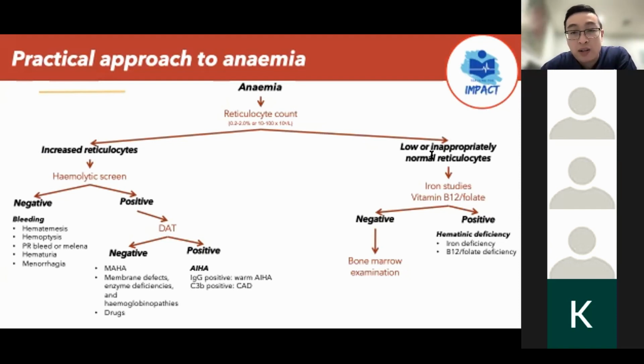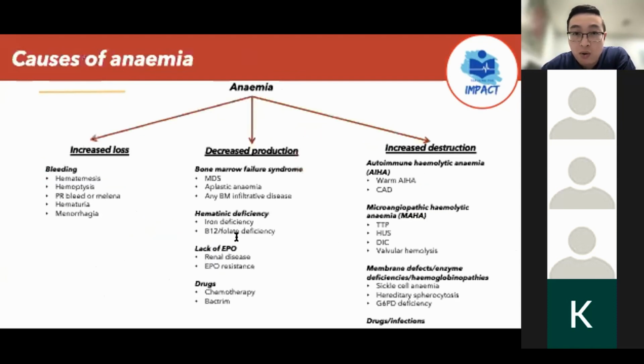Now, the other scenario is when the reticulocyte count is low, so less than 10, or inappropriately normal. And we say inappropriately normal because in an anemic state, you would expect the reticulocyte count to be high if the bone marrow is working properly. So if the reticulocyte count is low or inappropriately normal, then you know that the bone marrow is screwed up. So the causes are these things, right?